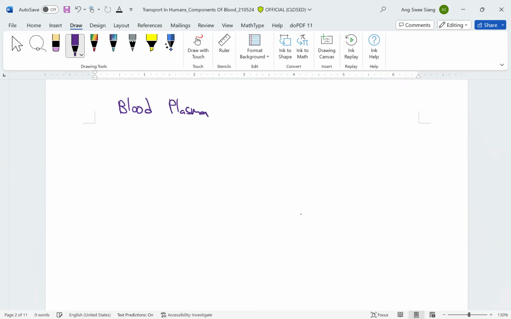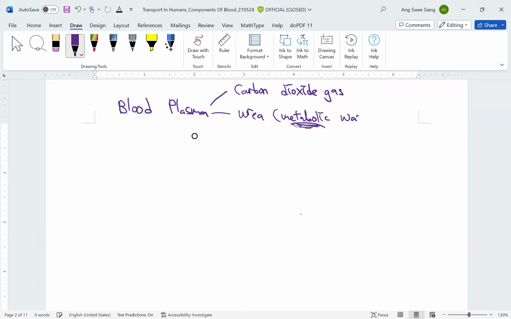For your syllabus, blood plasma transports carbon dioxide. So carbon dioxide gas is being transported here. Then the next important thing in your syllabus: urea. Urea is a type of metabolic waste product. The word metabolic is important. If you just say waste product, I have to mark you wrong, because waste product can mean a lot of things, or can be a bit big. So, metabolic waste product.